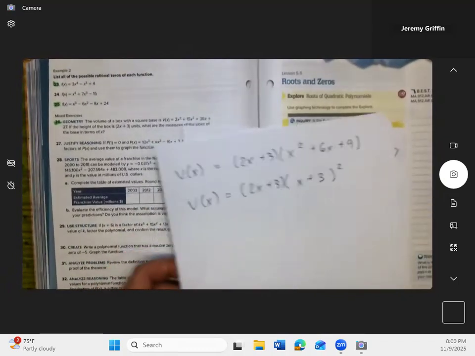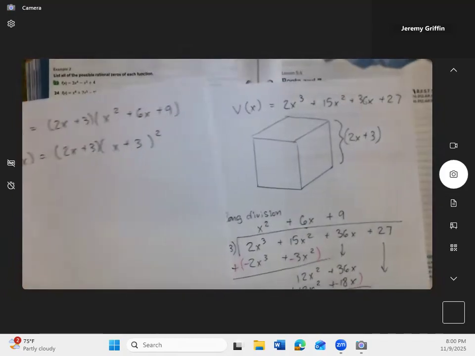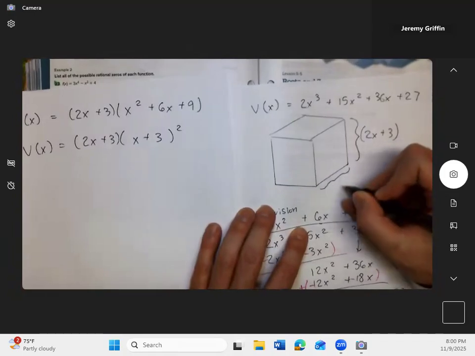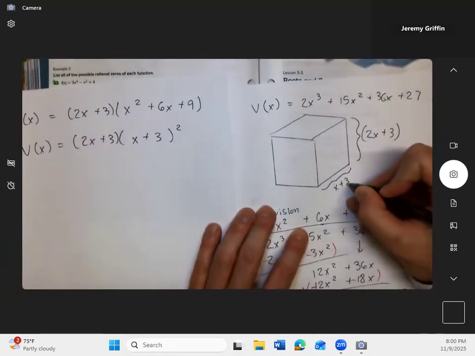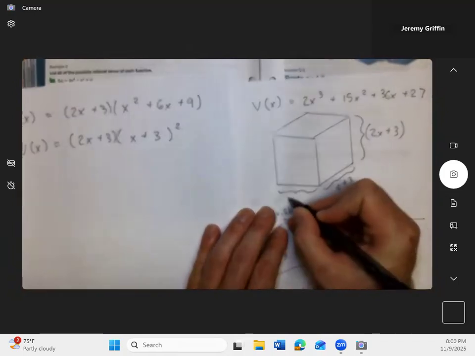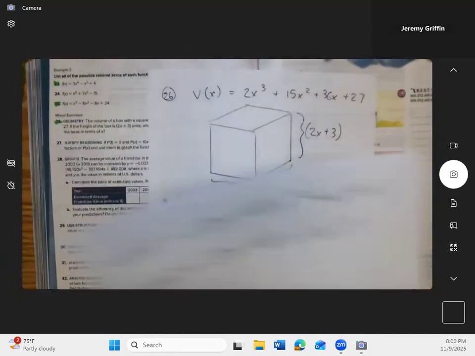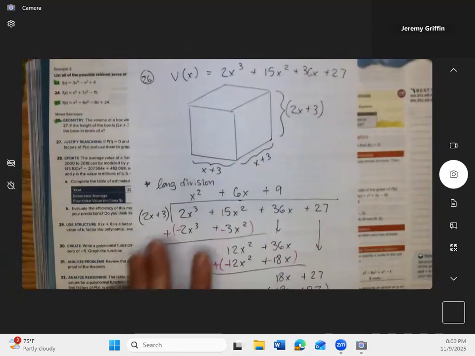So go back to the original box. If I want to draw on the sides, this side right here would be x plus 3, as would this side, hence the square base, x plus 3. There you go. That's the answer. Oh, yeah, that's pretty good. It all worked out.